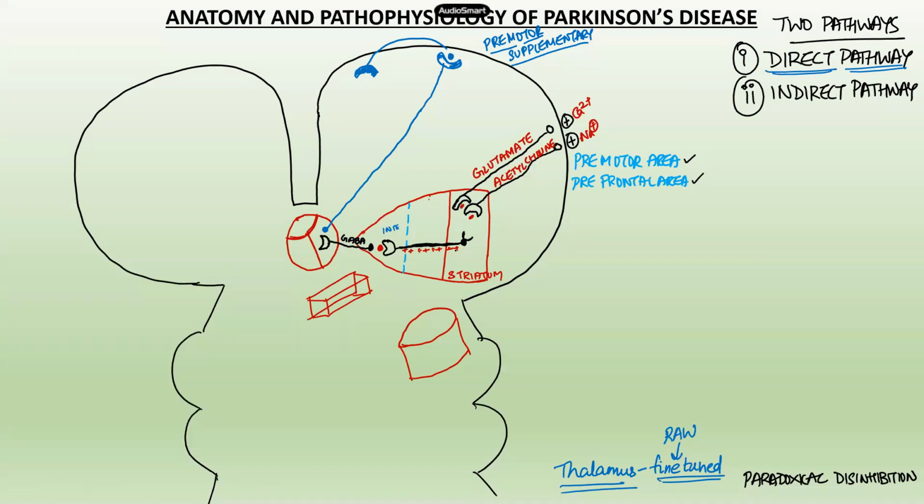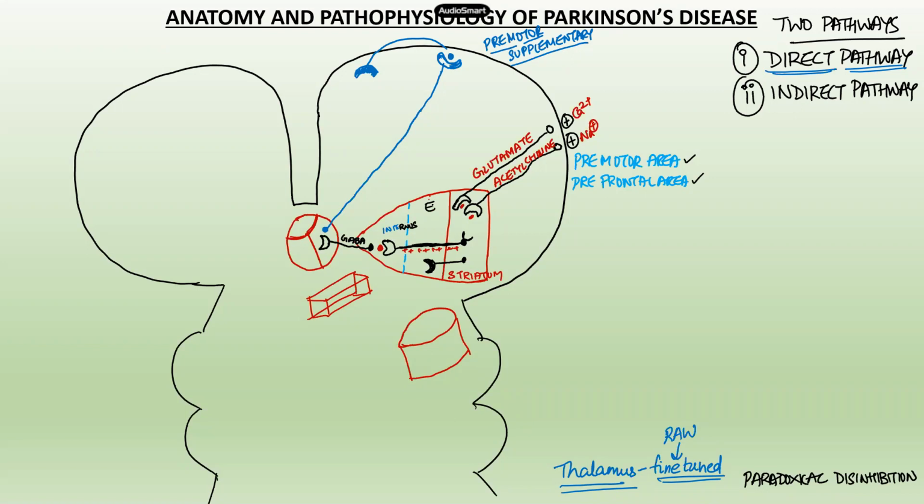Now, in the direct pathway, they were going right into the globus pallidus internus. Now, what happens is we have got a GABAergic neuron, and that GABAergic neuron will end up in the globus pallidus externus. The direct pathway neuron was going into the internus. Now, this will end up in the externus itself.